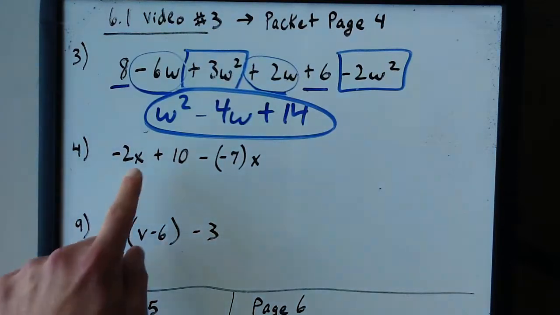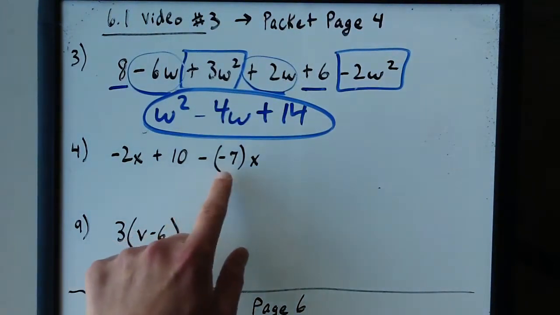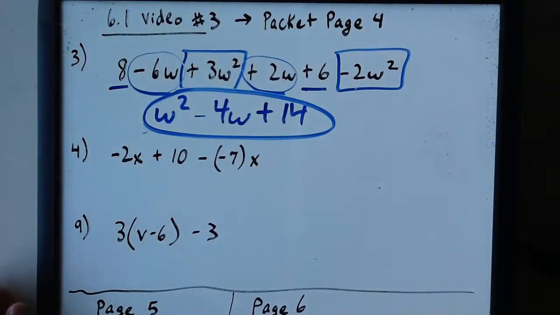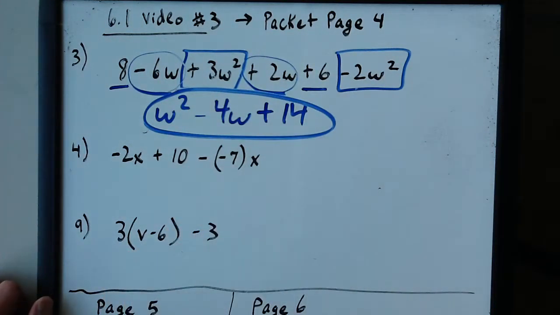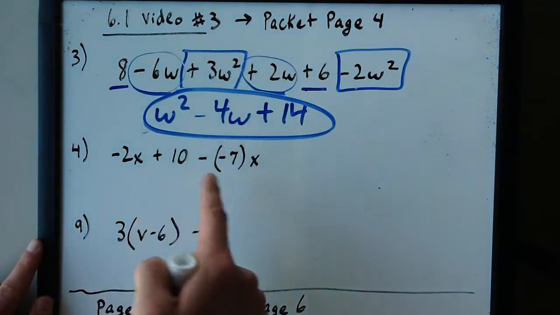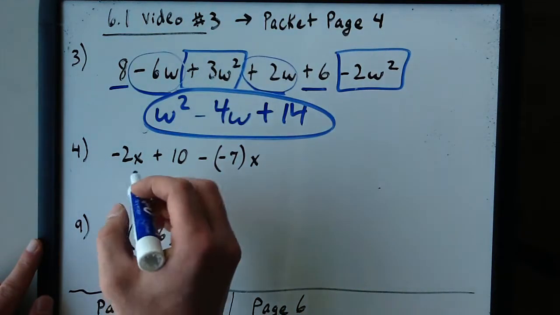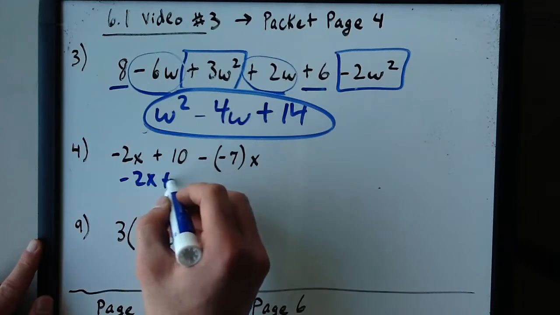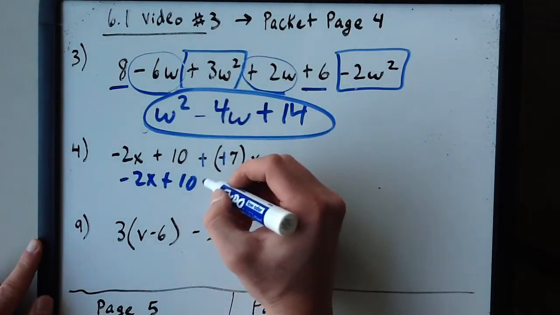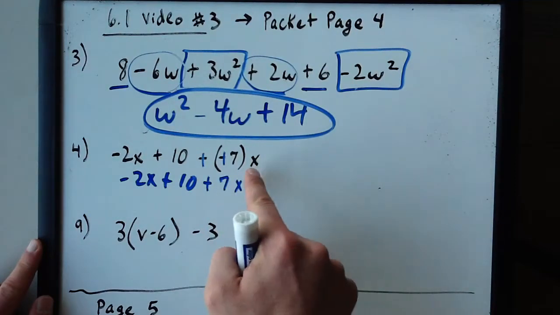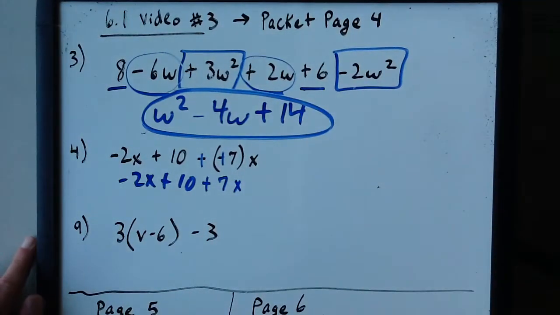Number 4, you have negative 2x plus 10 minus negative 7 times x. Here, if you have minus and negative, remember that's the same thing as addition, because I want the opposite of negative 7. The opposite of negative 7 would be positive 7. So if I rewrite this, making this a plus sign, negative 2x plus 10 minus negative, I could say slash, slash, that becomes a positive 7 times x, or 7x.